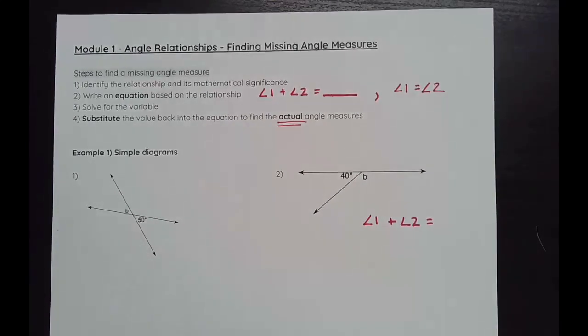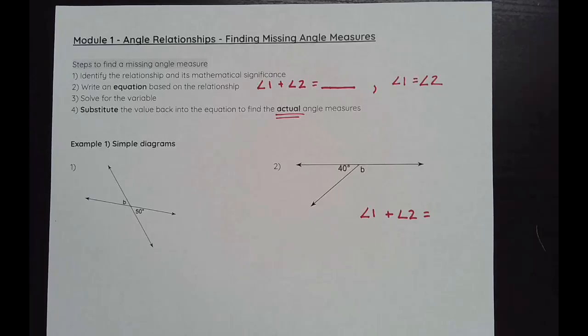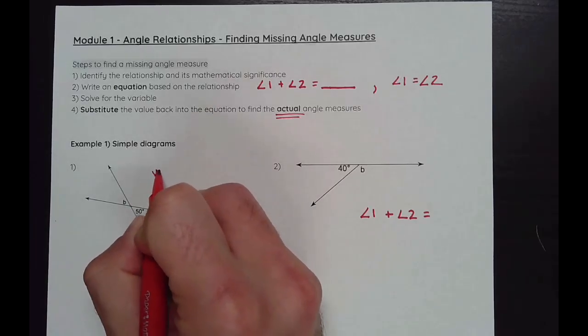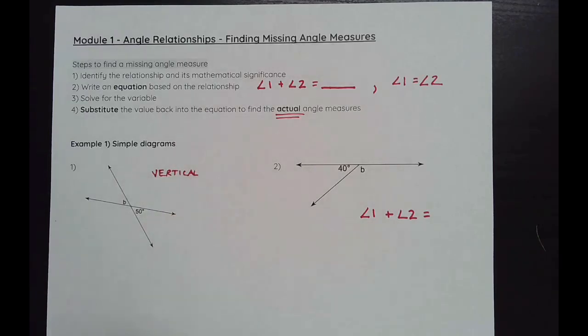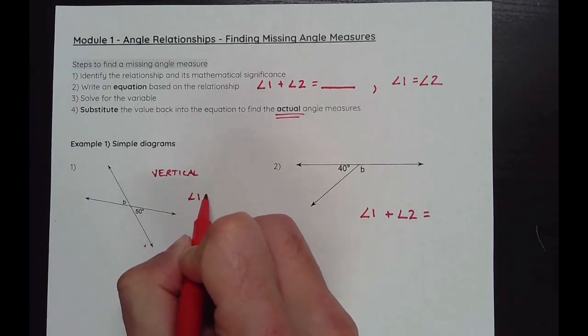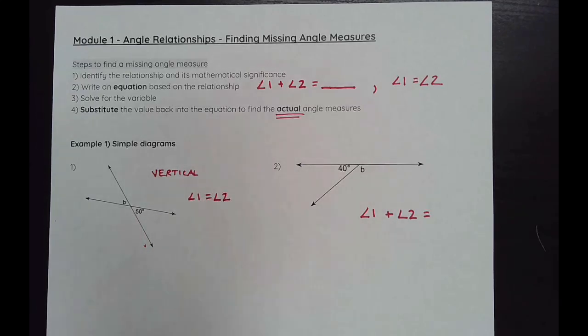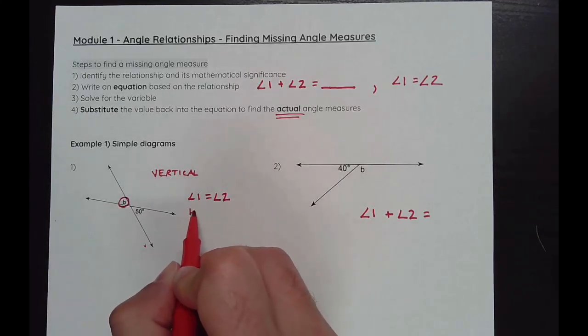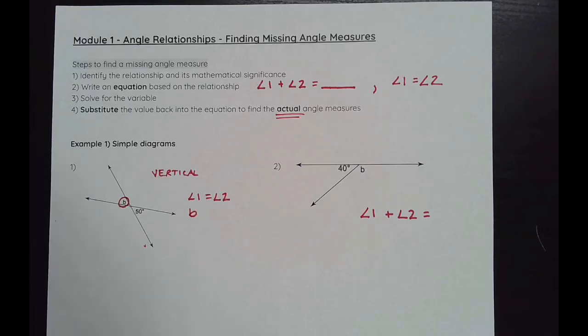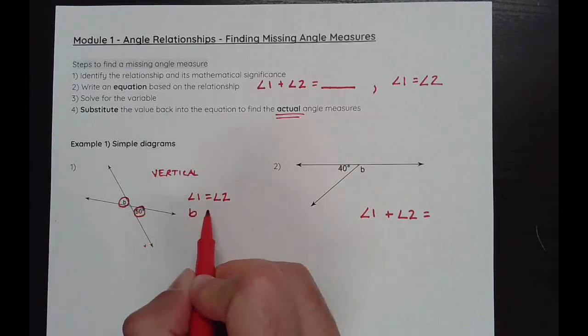So let's look at example 1. Here, I want to first identify the relationship. I have a vertical angle relationship. They are intersecting lines across from each other. Vertical angles tell me that angle 1 is the same as angle 2. They're congruent. From here, I'm going to pick an angle, doesn't matter which one. I'm going to call that angle 1. So I'm going to say B is angle 1, and then 50 is angle 2.